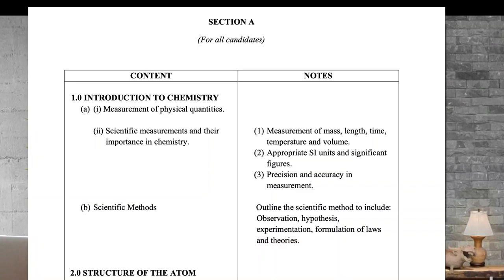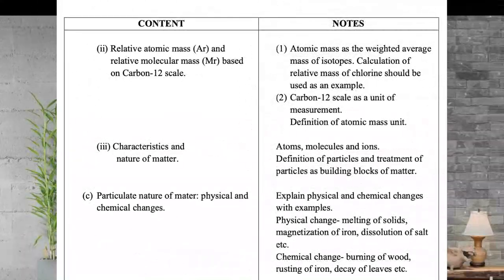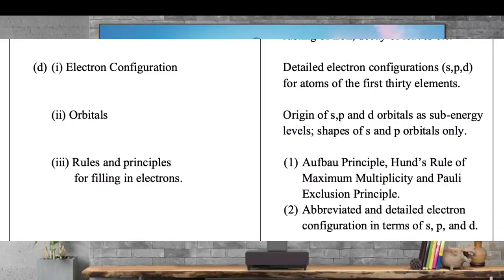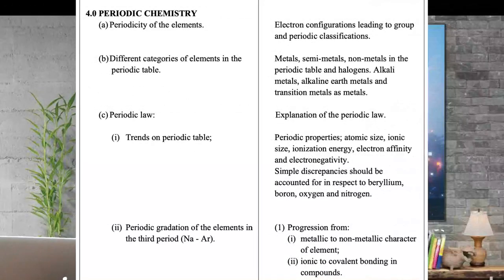Let me go deep into the syllabus. As I'm going through them, you'll be seeing the syllabus on the screen and the things you're expected to cover. The first thing you should know in chemistry is the introduction to chemistry, which covers measurements and scientific methods. Then you should know the structure of the atom, various atomic theories, atomic number and atomic mass. Separation techniques for mixtures. You should know the periodic table, periodicity of elements, and periodic laws.